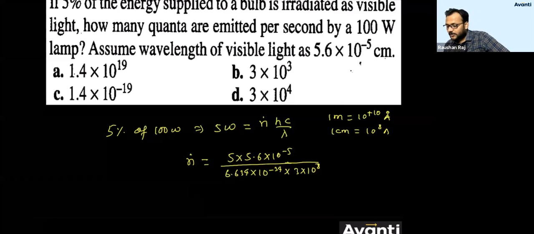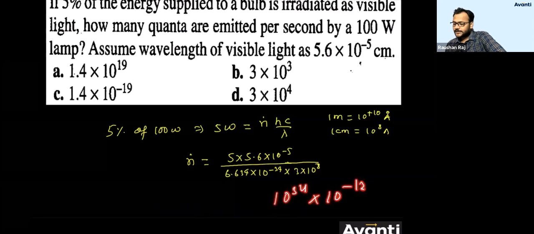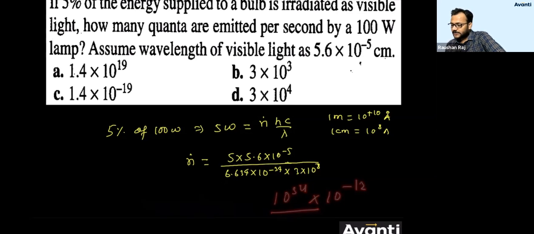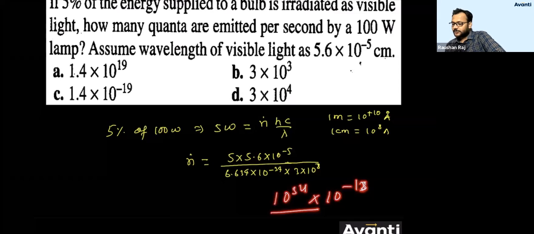So solve करो चलो. What is the power here you are going to get? So this will become 10 to the power 34 in the numerator. This will become 10 to the power minus 8 in the numerator. So 10 to the power 34 into 10 to the power minus 13. कितना मिल जाएगा? 10 to the minus 13. So what is the answer बच्चा लोग? जल्दी से बताओ. 10 to the minus 21. Sorry, plus 21. And then you are having 5 into 5.6 divided by 6.634 into 3.